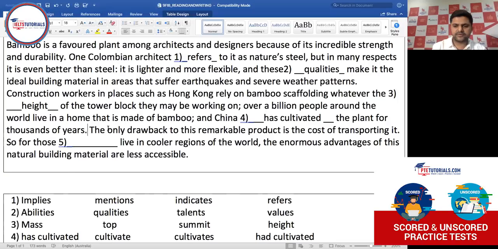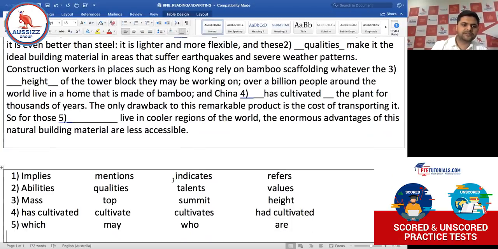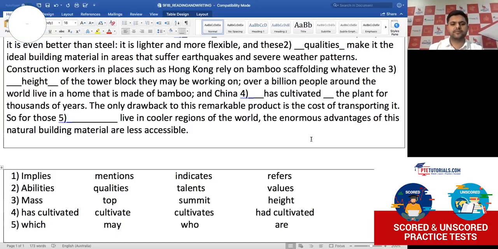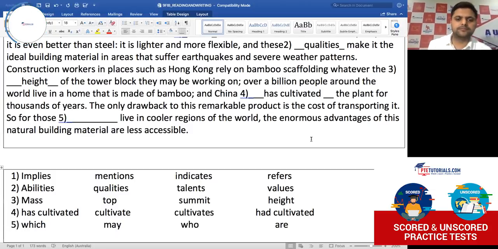So we understood that we cannot practically transport it from one region to another region. So for those dash live in cooler regions of the world, the enormous advantages of this natural building material are less accessible. So we are getting a clear indication that for those dash live in cooler regions of the world, the advantages of this building material are less accessible. So people who are living in the cooler regions don't get the advantages of this natural building material, bamboo.